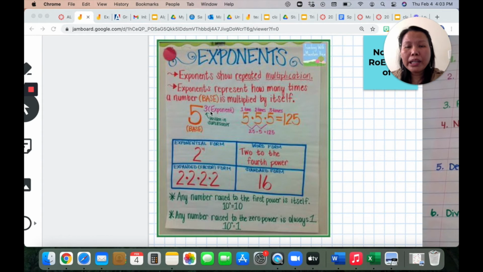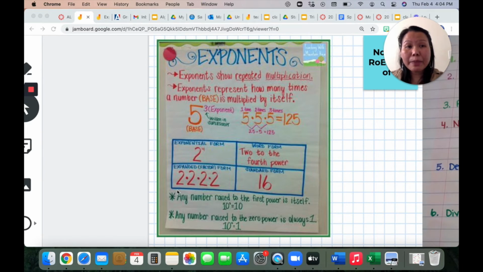So the 3, we call it 5 cubed or 5 to the third power. The exponent is telling you 5 is multiplied 3 times. And then your answer, if we ask for the simplest answer, we're taking 5 times 5 times 5, we get 125. And then the exponent form we show you in the blue box just down here. The word form is 2 to the 4th power. That's how we say it.